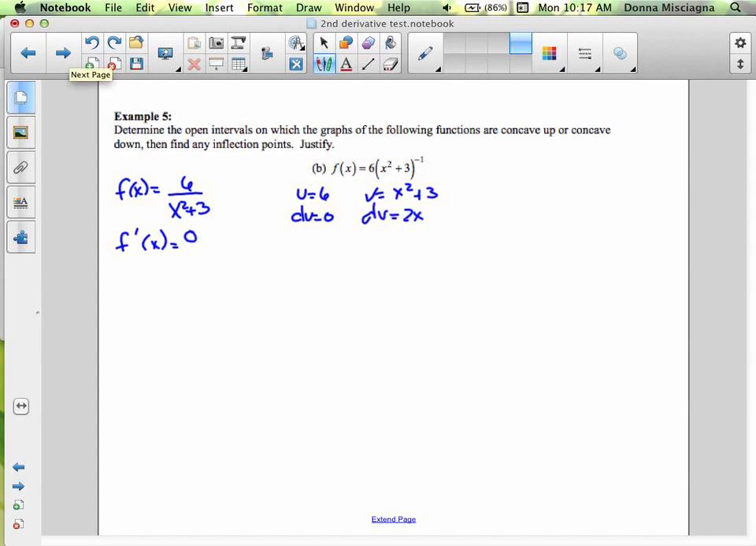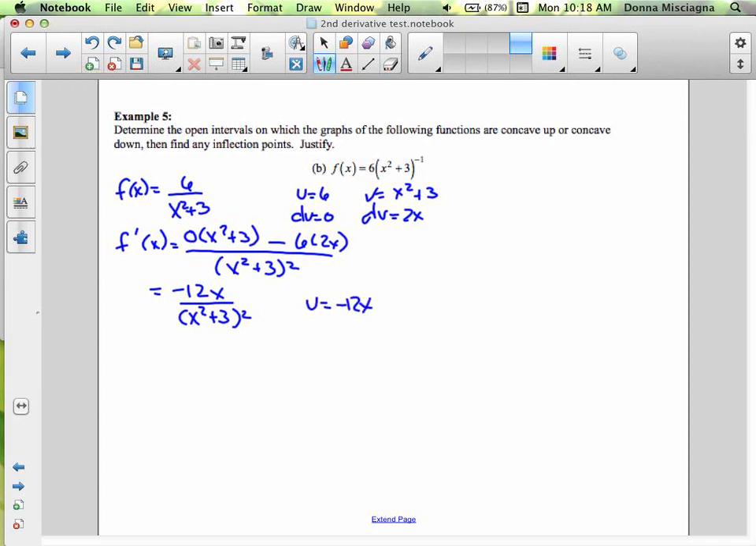So that's going to be 0 times x squared plus 3, which of course is 0, minus the numerator times the derivative of the denominator. So minus 6 times 2x. Well, this is not too bad. Divided by the denominator squared. So that is going to be negative 12x divided by x squared plus 3 squared. All right, there's the first derivative. Now let's find the second derivative. Again, we have to use a product rule, quotient rule.